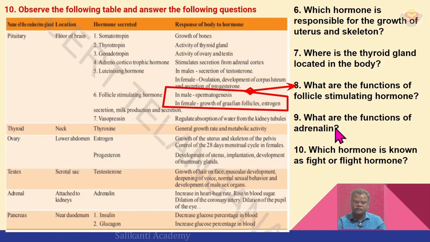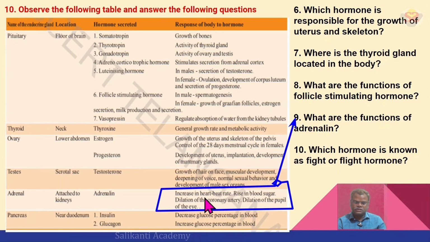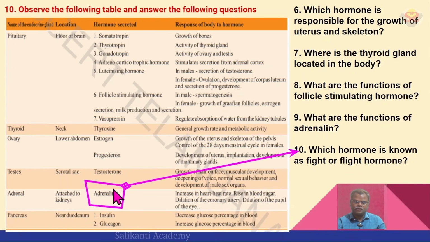What are the functions of adrenaline? Increase in heartbeat rate, rise in blood sugar, dilation of coronary artery, dilation of the pupil of the eye. Which hormone is known as fight or flight hormone? Adrenaline.